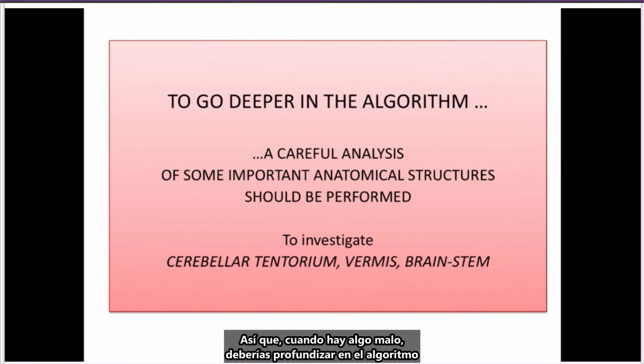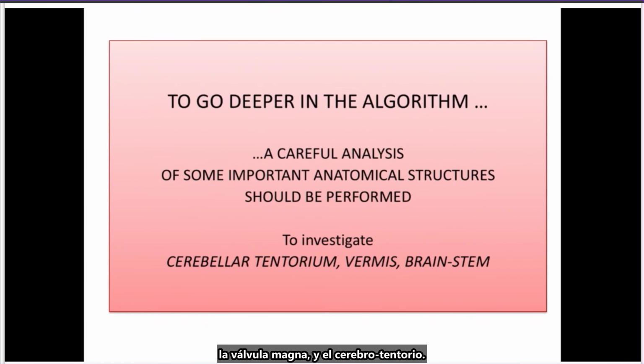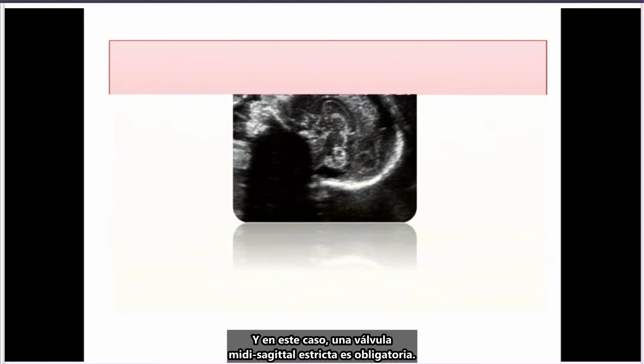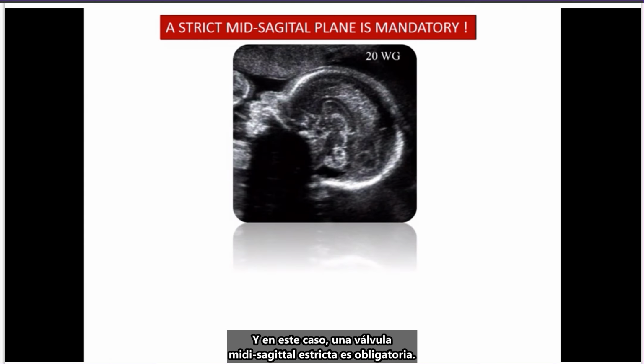So when you have something wrong, you should go deeper in the algorithm and do a careful analysis of some important anatomical structures. You have to investigate the cerebellar tentorium, the vermis, and the brainstem. And in such a case, a strict mid-sagittal plane is mandatory.